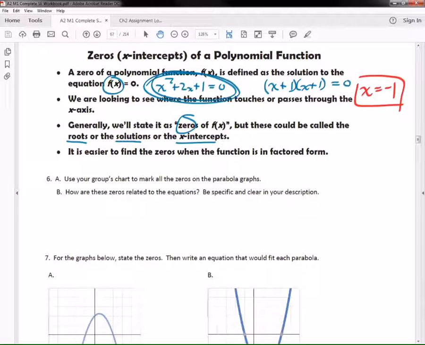I don't know if you remember this. This is from Algebra 1. You can have one solution, two solutions, or no solutions. But right now, we're pretty much going to focus on 1 and 2 solutions.